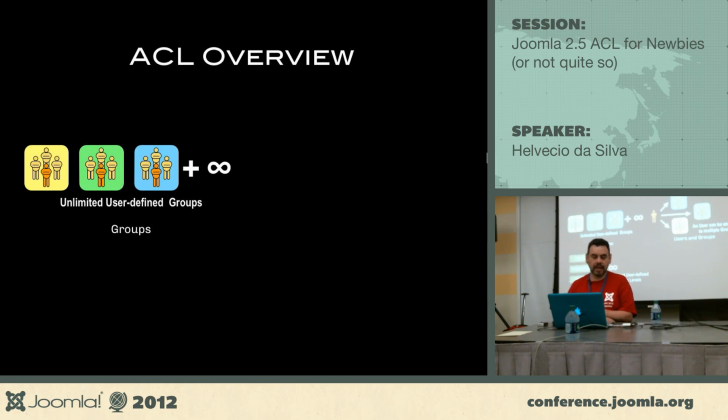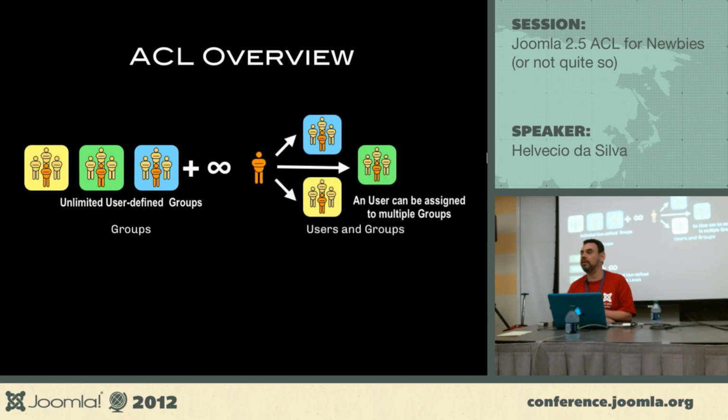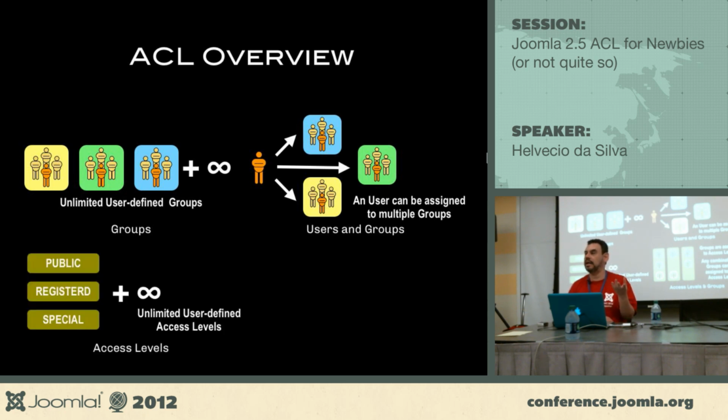We have access levels. By default, we have public, registered, and special, but we can create as many as we want. Groups are the same groups we had in the first place. They are assigned to access levels. So you can tell which group can see what you want. So you can have the same group in different access levels.